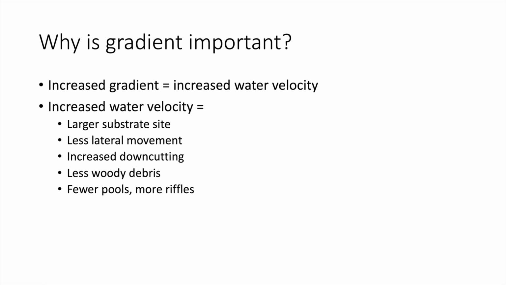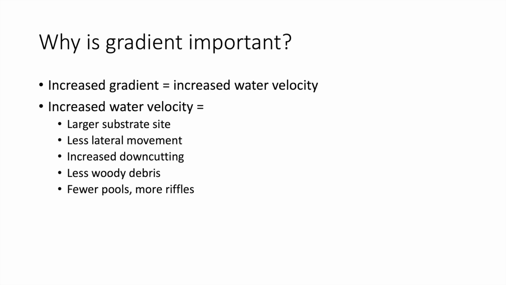One of the main reasons is that it's tied to water velocity. So when we have increased gradient, so you have a really steep river channel, you're going to have water being pulled by gravity more, so it's going to run faster. This makes intuitive sense. When you have a really steep channel, water is going to run really fast downstream. When you have a low gradient channel, it's going to be a lot slower moving. That relationship between gradient and water velocity shapes a lot of different parameters in your river.